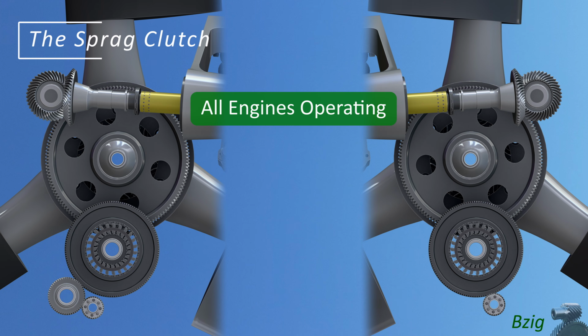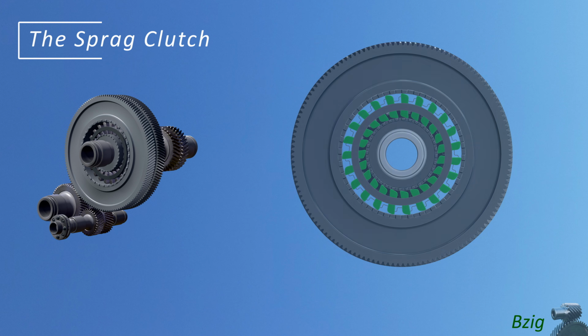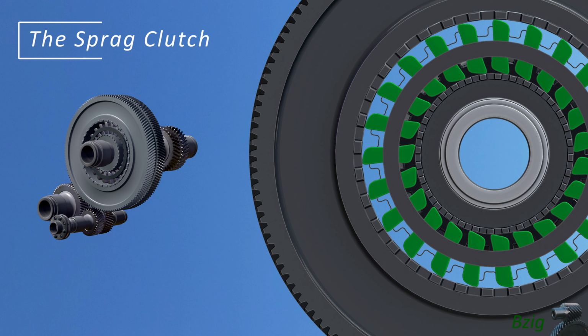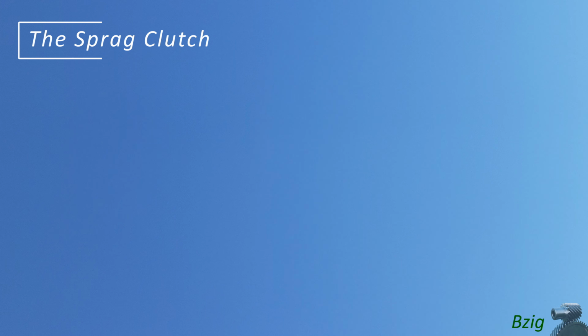The clutch works because of the geometry of the internal sprags. The sprags are longer in one axis than they are in the other, and this means they wedge in between the raceways when the clutch moves in the drive direction, but they have clearance and unwedge themselves when the clutch rotates opposite the drive direction.